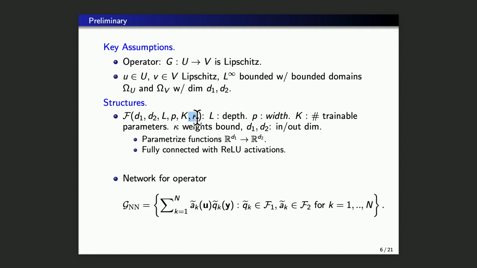Another thing is that the neural networks within this class are all fully connected and activated by the ReLU activation function. Once we have a neural network to approximate a function, we can construct a neural operator. It has the form as before. Here A_k and Q_k belong to separate neural network classes, and we will specify the parameters associated with F1 and F2 later. Okay, so these are some preliminaries.